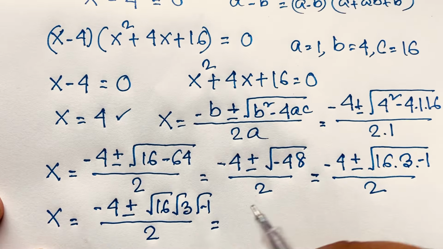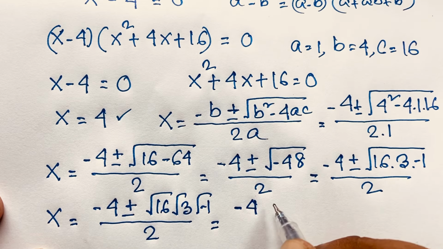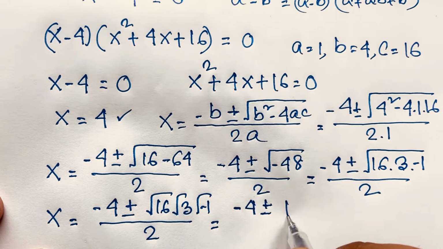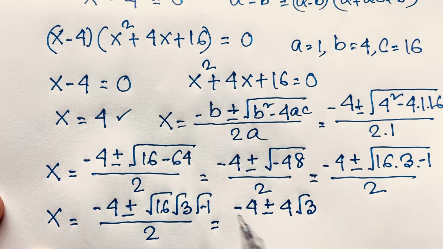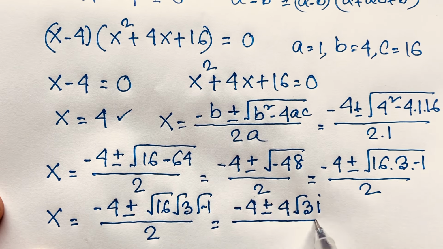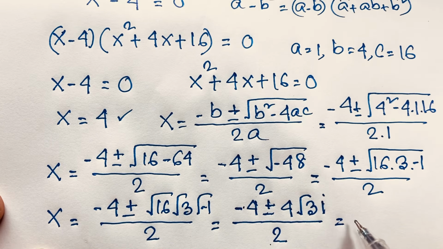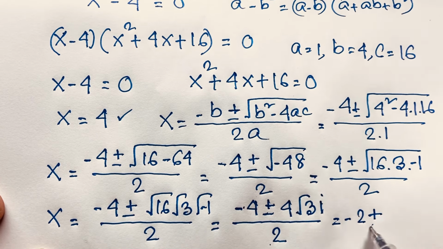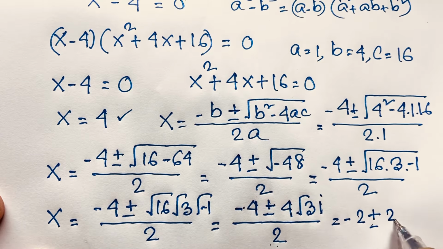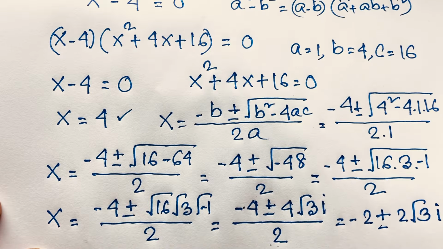I solved this question step by step. Then here minus 4 plus or minus 4 square root 3, then square root negative 1, it will be i. This is a complex number, the imaginary part, over 2. Then this negative 4 divided by 2 will be minus 2, plus or minus 4 divided by 2 will be 2, then here is square root 3 i. So our final answer, x is equal to minus 2 plus or minus 2 square root 3 i.